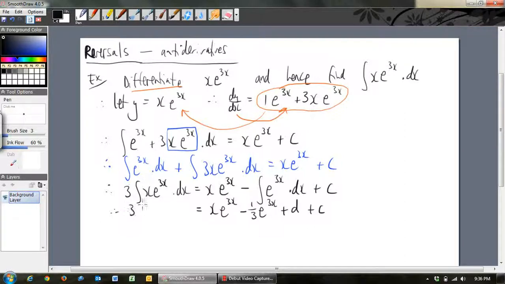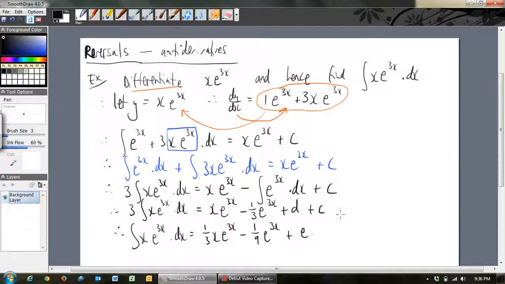Okay, so that's, I didn't write that in, but don't really need to. X is equal to that. We're asked to find the integral of x e to the 3x. So I just need to divide by 3 and I'll have my answer. So therefore, the integral of x e to the 3x dx is equal to, and I'm just going to divide everything by 3 to get my answer. So that's 1/3 x e to the 3x minus 1/9 e to the 3x plus, I'll just call it, no, e's are bad, plus k.